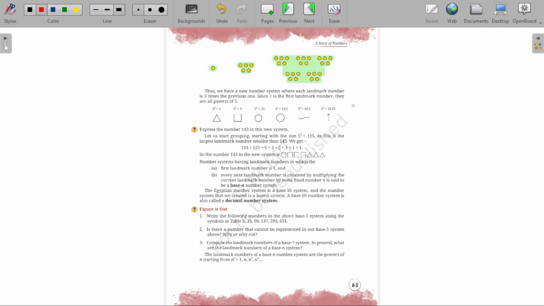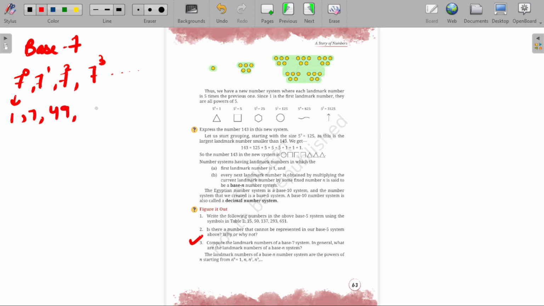Next, question number 3: compute the landmark numbers using the base 7 system. So I think you are expert now at creating base systems. Base 7 means 7 raised to 0, 7 raised to 1, 7 square, 7 cube, and so on. So let's expand it. This is 1, 7, 49, 343, and so on. This is called the base 7 system.